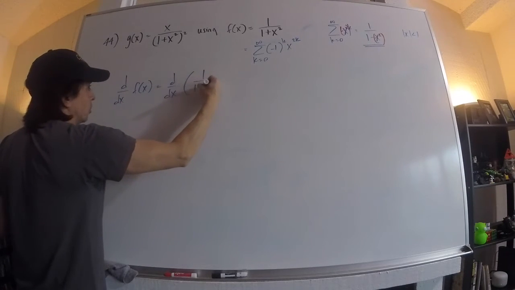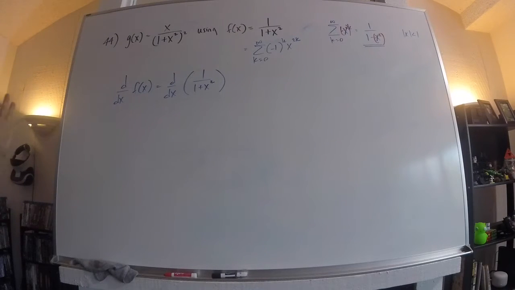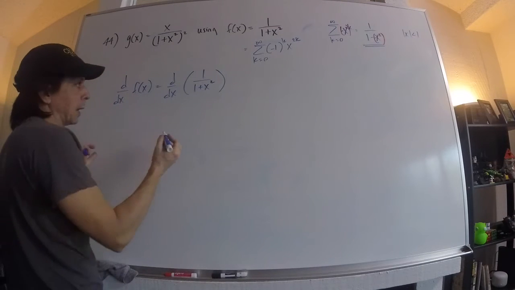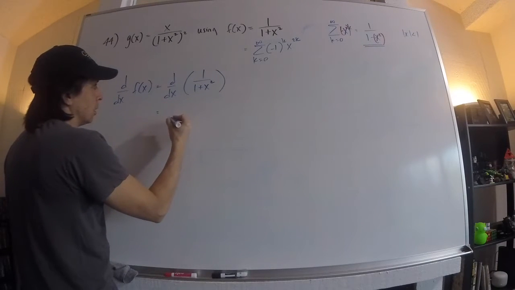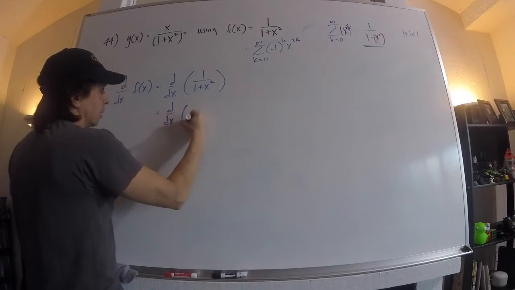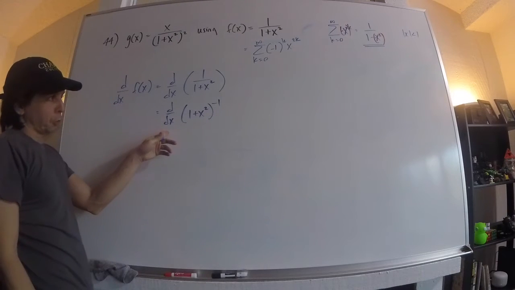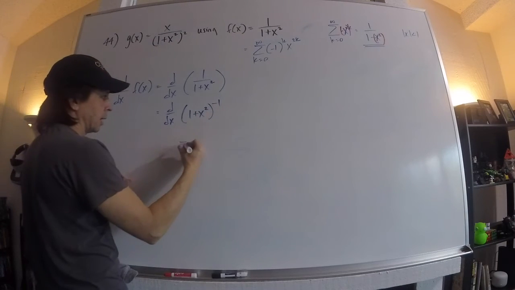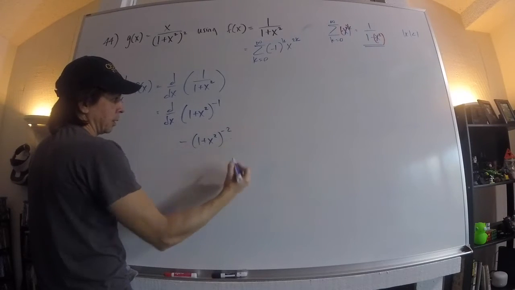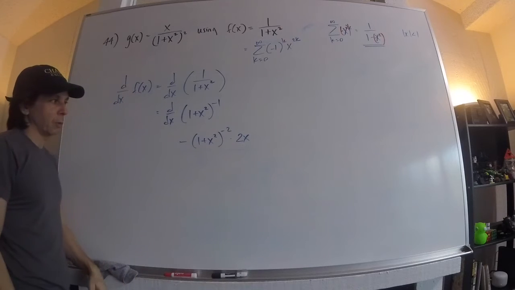Just old school quotient rule, or rewrite as a negative 1 power. We're not worried about series now. I'm really just doing old school math 1 stuff. Let me see. So I'm going to rewrite that as a negative 1 power. I'll do my chain rule on it. The negative will come down. I'm going to have 1 over 1 plus x squared to the negative 2 power, and then I'll have a 2x in there, or times 2x from the chain rule.